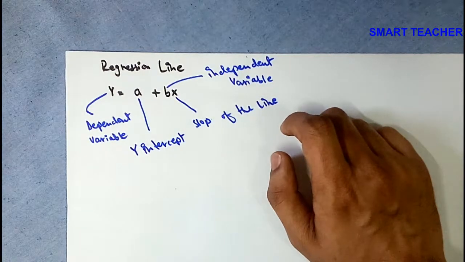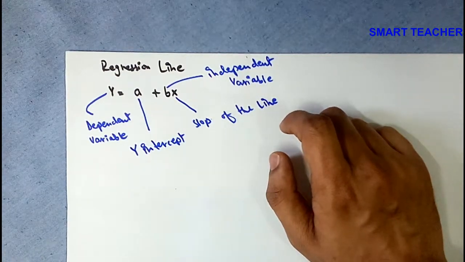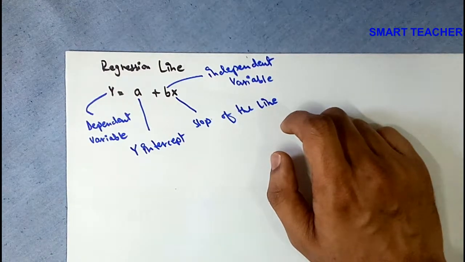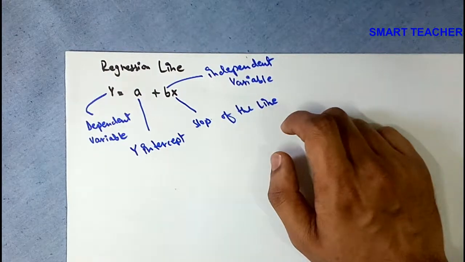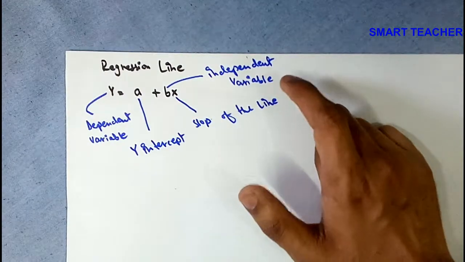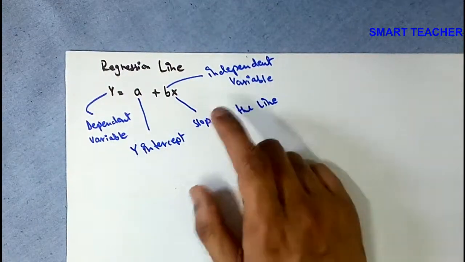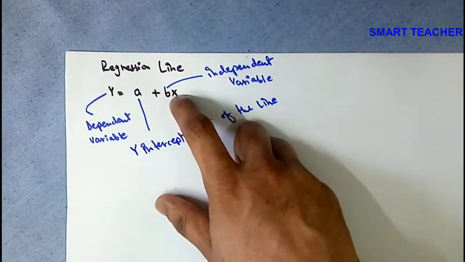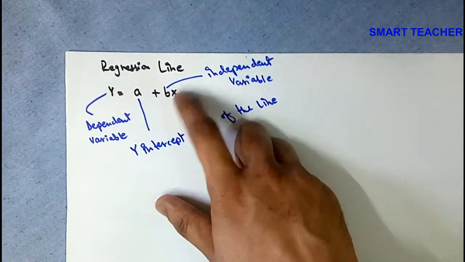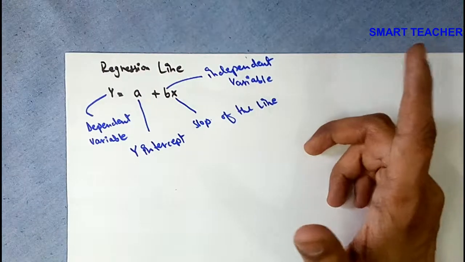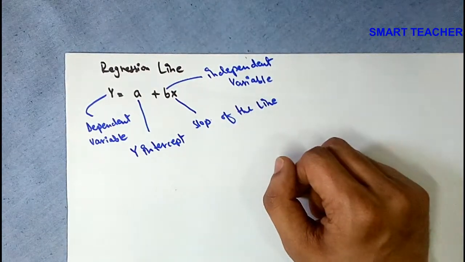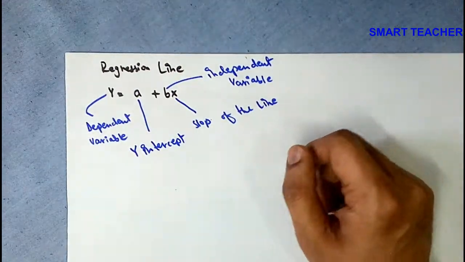The b in the equation is the slope of the line. It represents how much each unit change of the independent variable x changes variable y. Both a and b are numerically constant for any given straight line. Their values do not change.